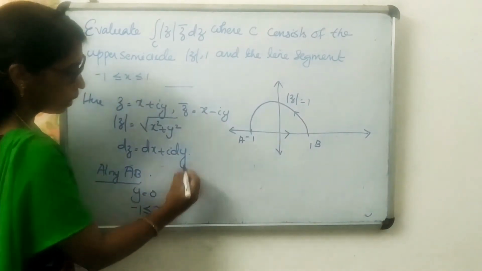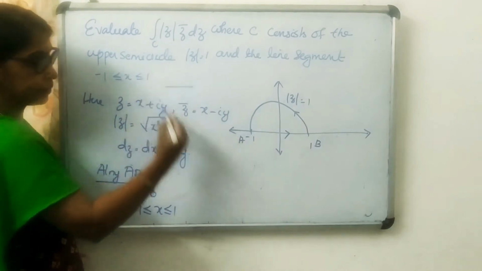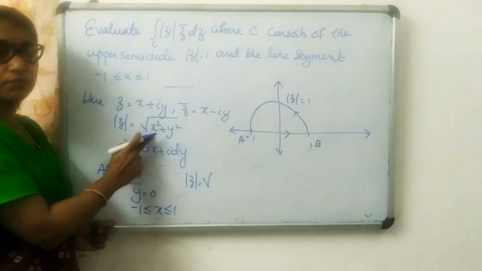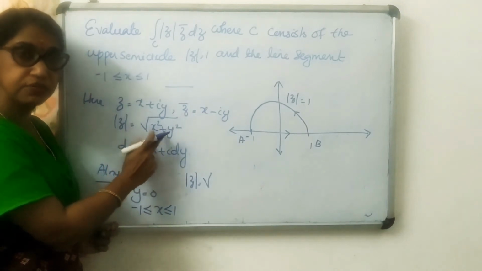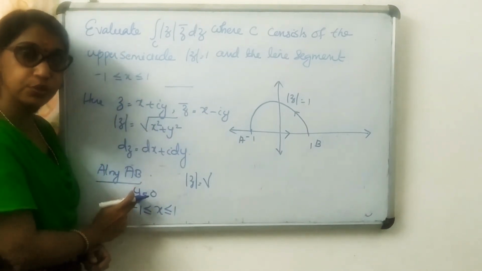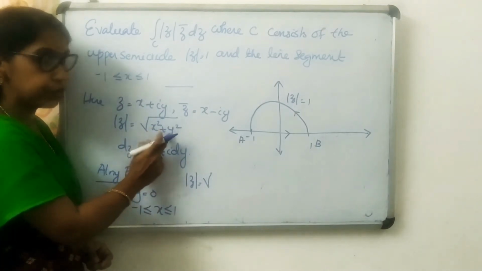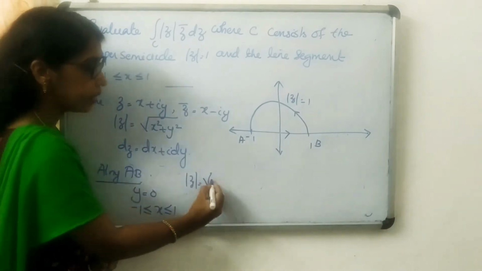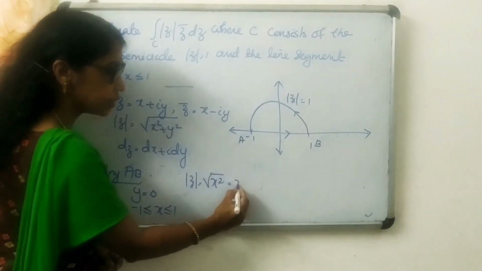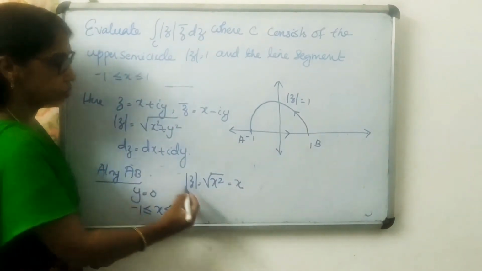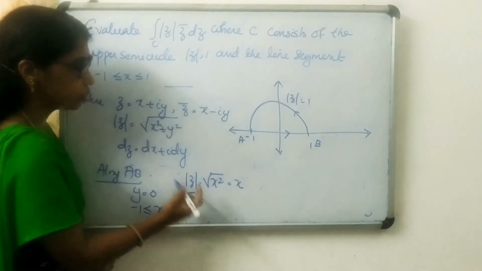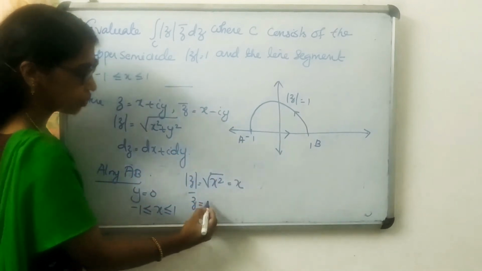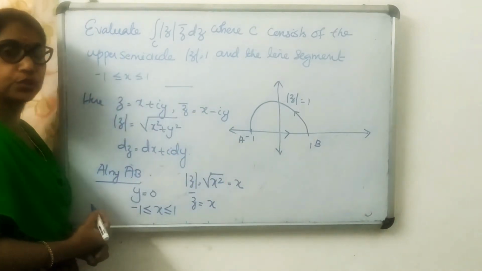Also, what is mod z? Here modulus of z is equal to root of x square plus y square. But here y is equal to 0, so we get only root of x square, and this is equal to x. Also z bar is equal to x minus iy. Here y is equal to 0. So here z bar is equal to x.